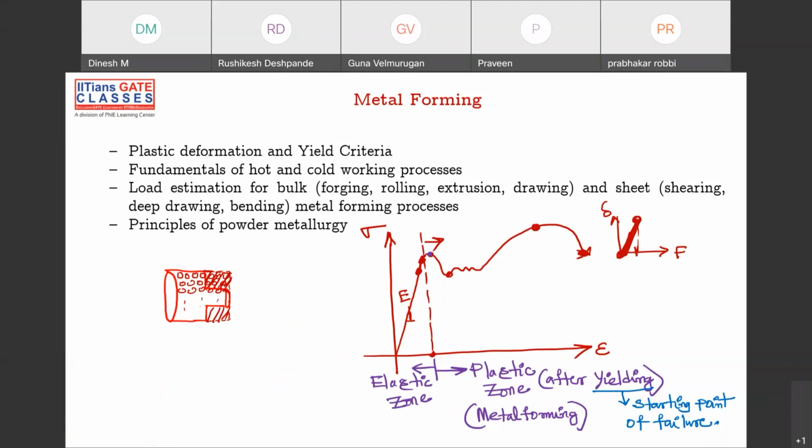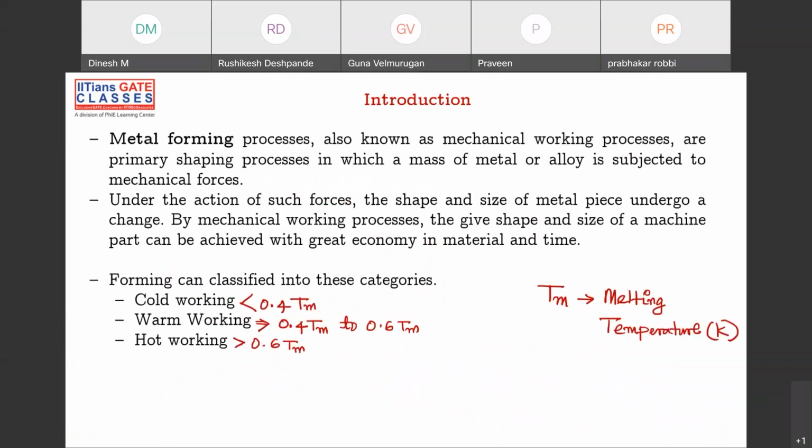Okay, fine. And in metal forming, we have these things. This is called cold working. This is called warm working. This is hot working. What is cold working? If your working temperature is less than 40% of the melting point. Let's say the melting point is 500 degrees centigrade. What is 40% of 500? 40% of 500 is 200 degrees centigrade.